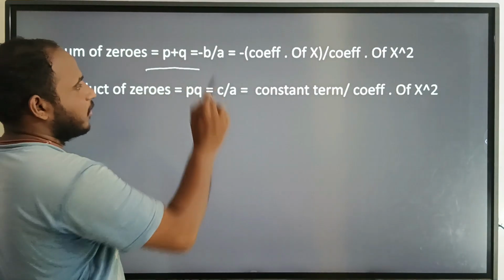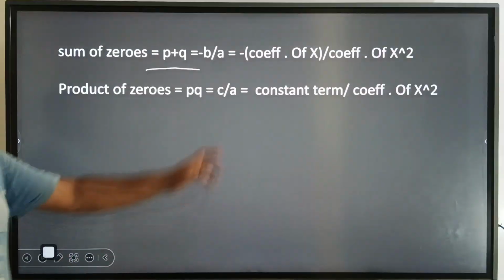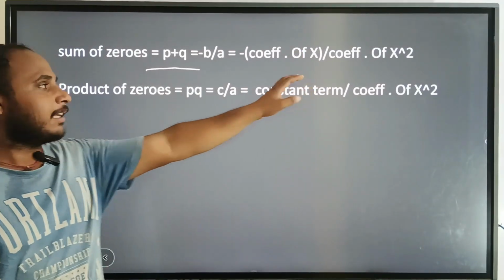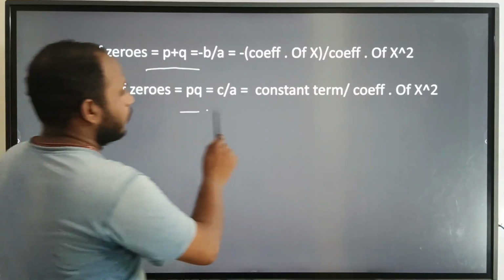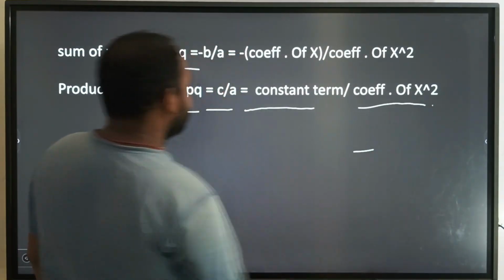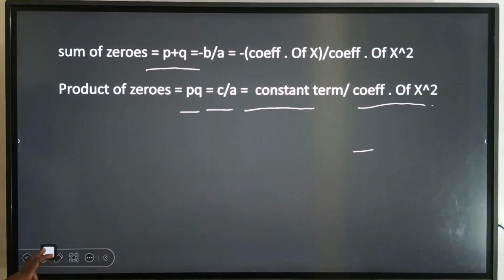Now, sum of zeros equals minus b by a, where b is the coefficient of x and a is the coefficient of x square. Product of zeros equals c by a, where c is the constant and a is the coefficient of x square.